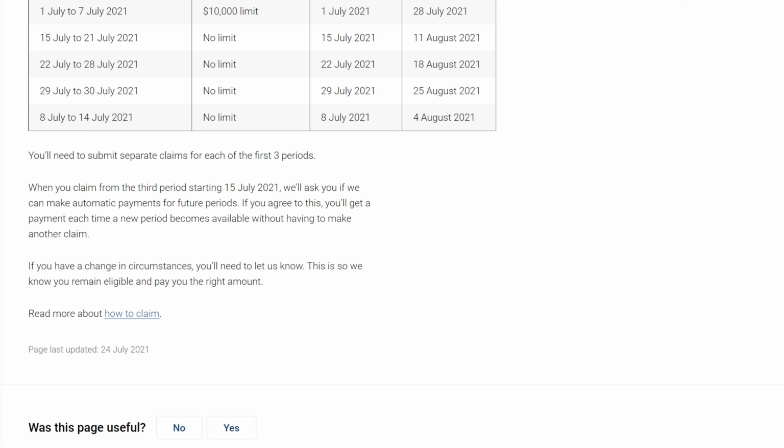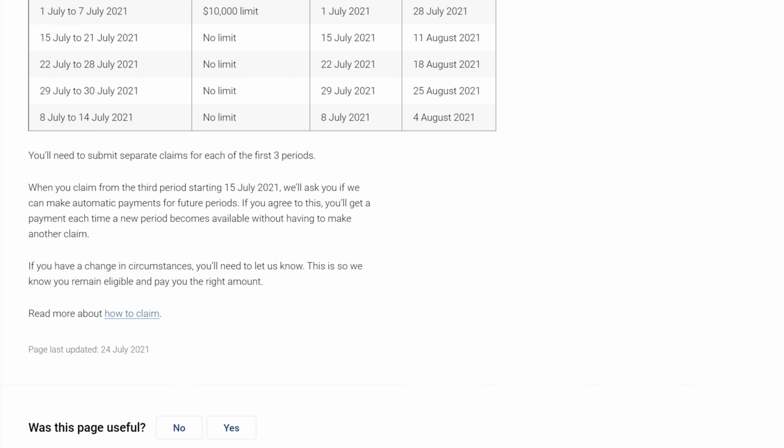Right now, maybe due to the backlog of applications, you cannot send all your claims at once. So if you haven't claimed even the first week, you'll first need to get your first week of claim approved, and once you receive the payment for the first week, then you can apply for the second week, and again after that is approved, then you can move on to the next week. So that's how it works.